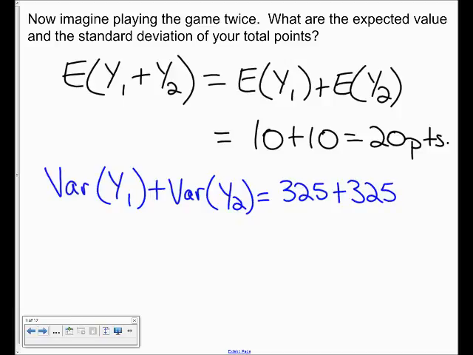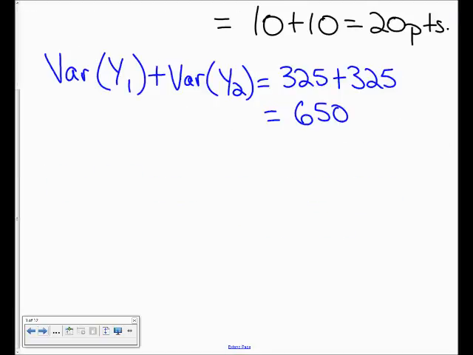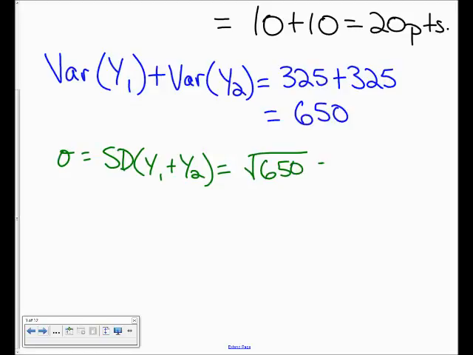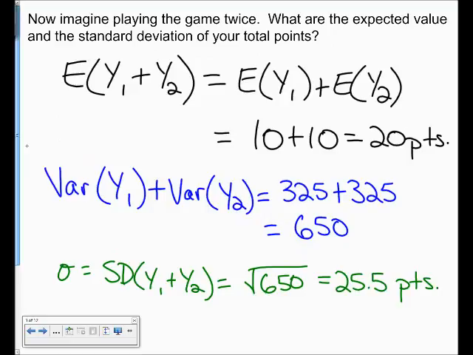So I'm going to get 650 squared points. Again, I don't want squared points, I want just points. So I'm going to use sigma, the standard deviation of our two independent events, which is going to be the square root of 650, about 25.5 points. Okay, we're almost finished. Just one more to think about. This was asking for the expected value for playing the game twice.